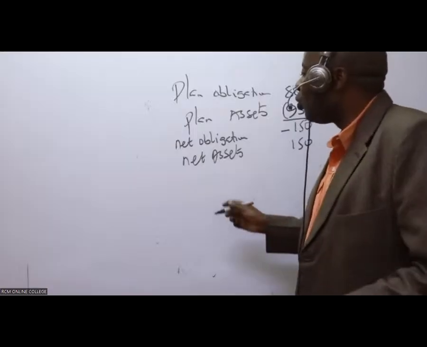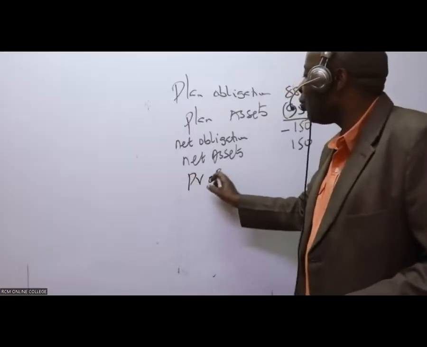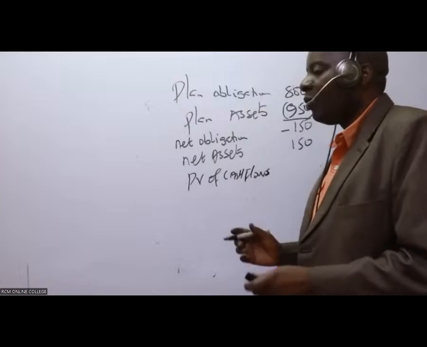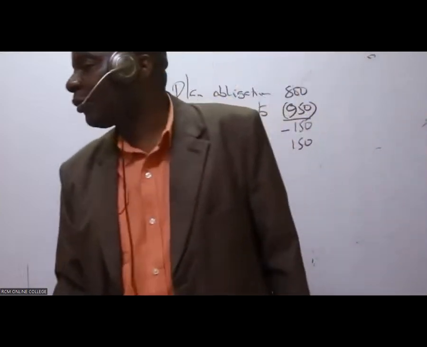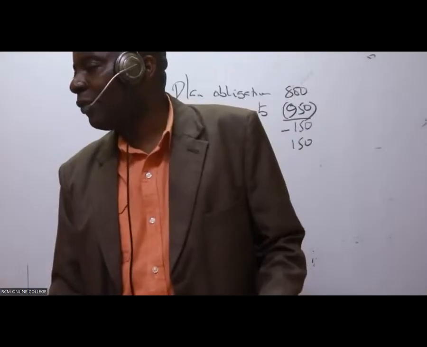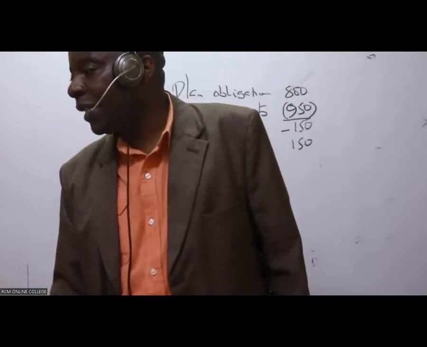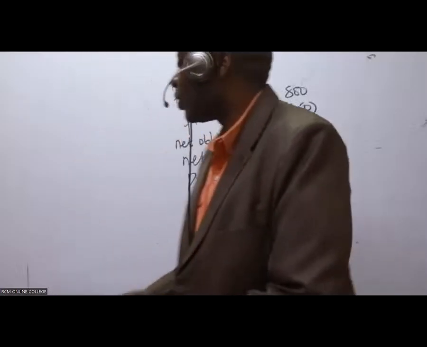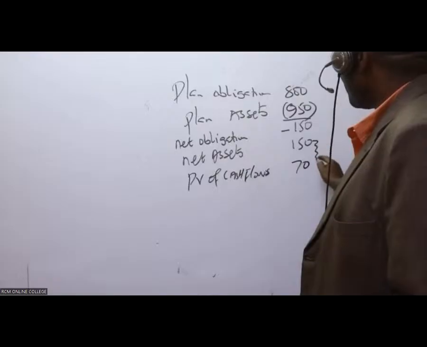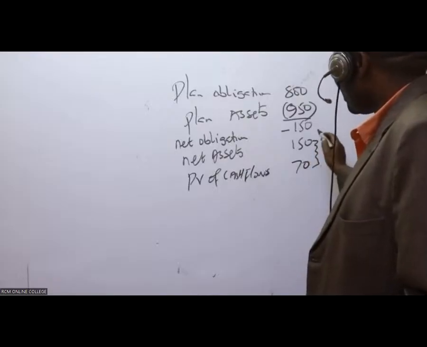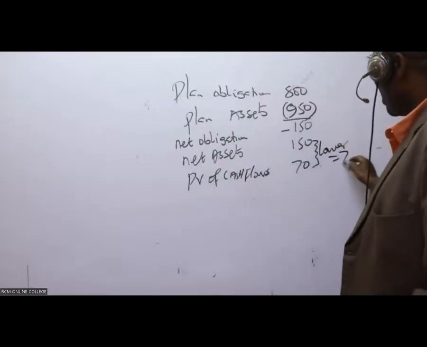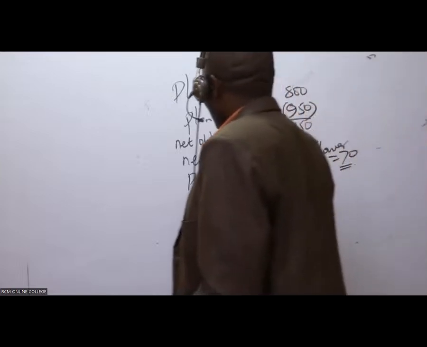So in this case, look for what you're given, called the present value of the plan's cash flows. Are you able to see the present value of the plan cash flows? The present value of future refunds is 70. So in this case, 70, and then you compare the two to get the ceiling. You compare the two and always pick the lower. So the lower here is 70.